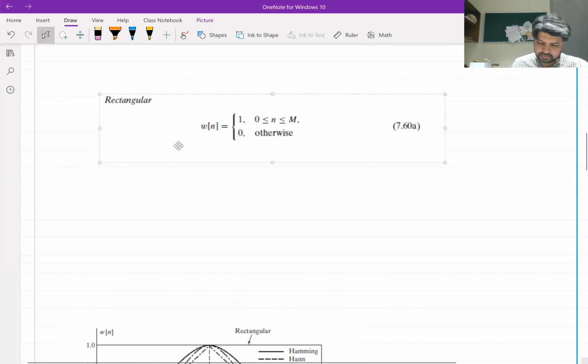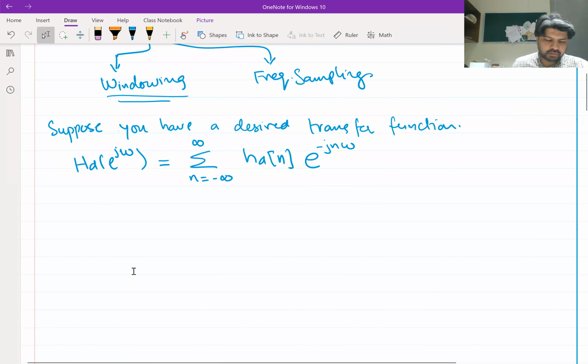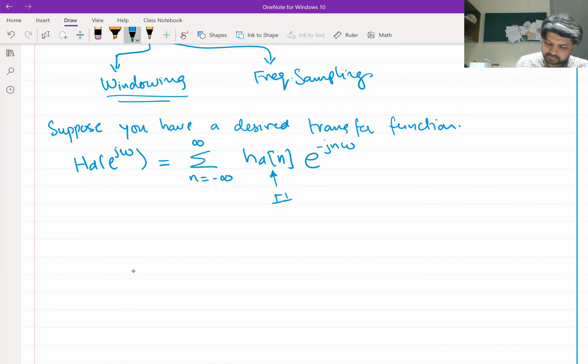These are the different types of windows that we would see today. So of course, this is your ideal impulse response, but this is not an FIR response. So this is an IIR response. So the idea of the FIR filtering using windowing is to just approximate this Hd of e to the power j omega. So we would truncate this hd of n arbitrarily and hope that it would work. So that is how it works.